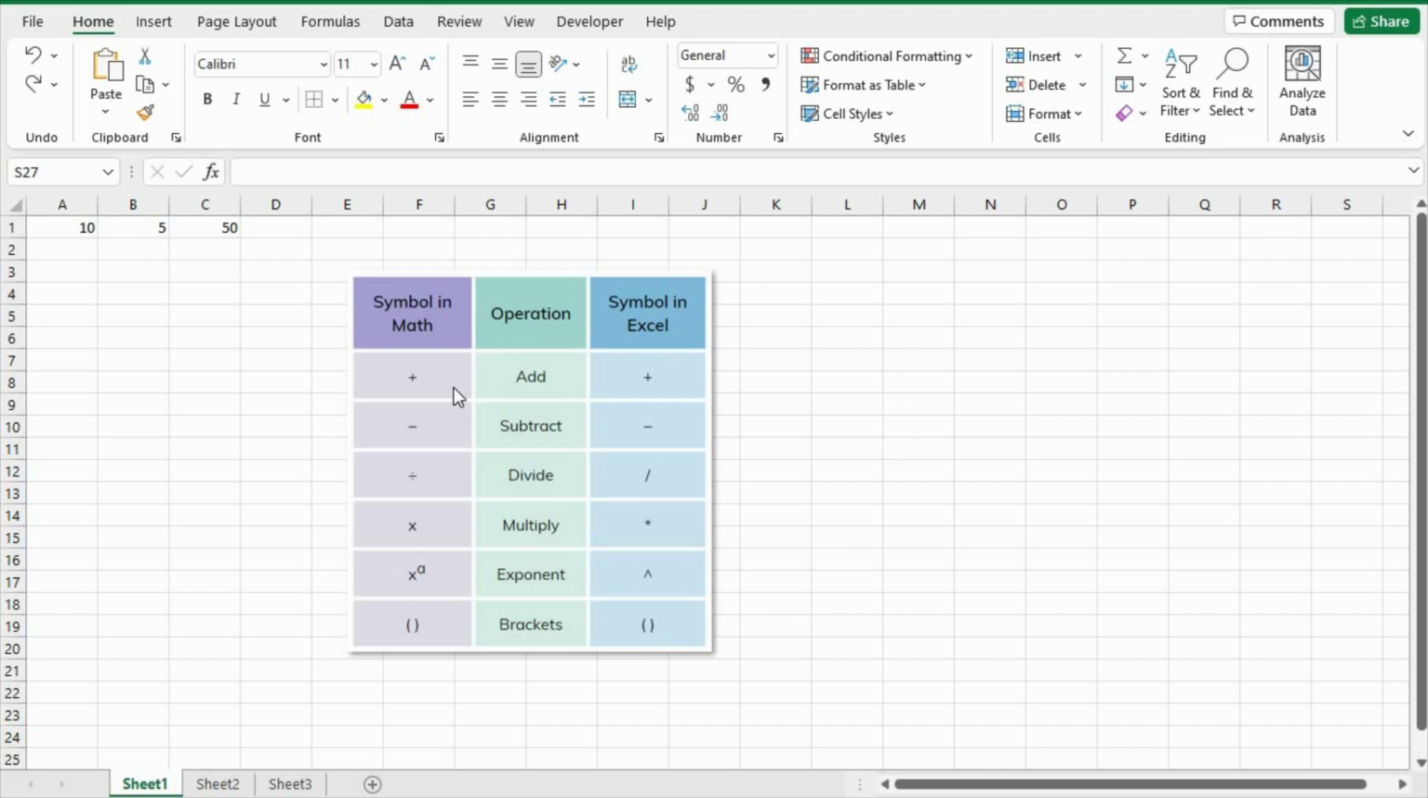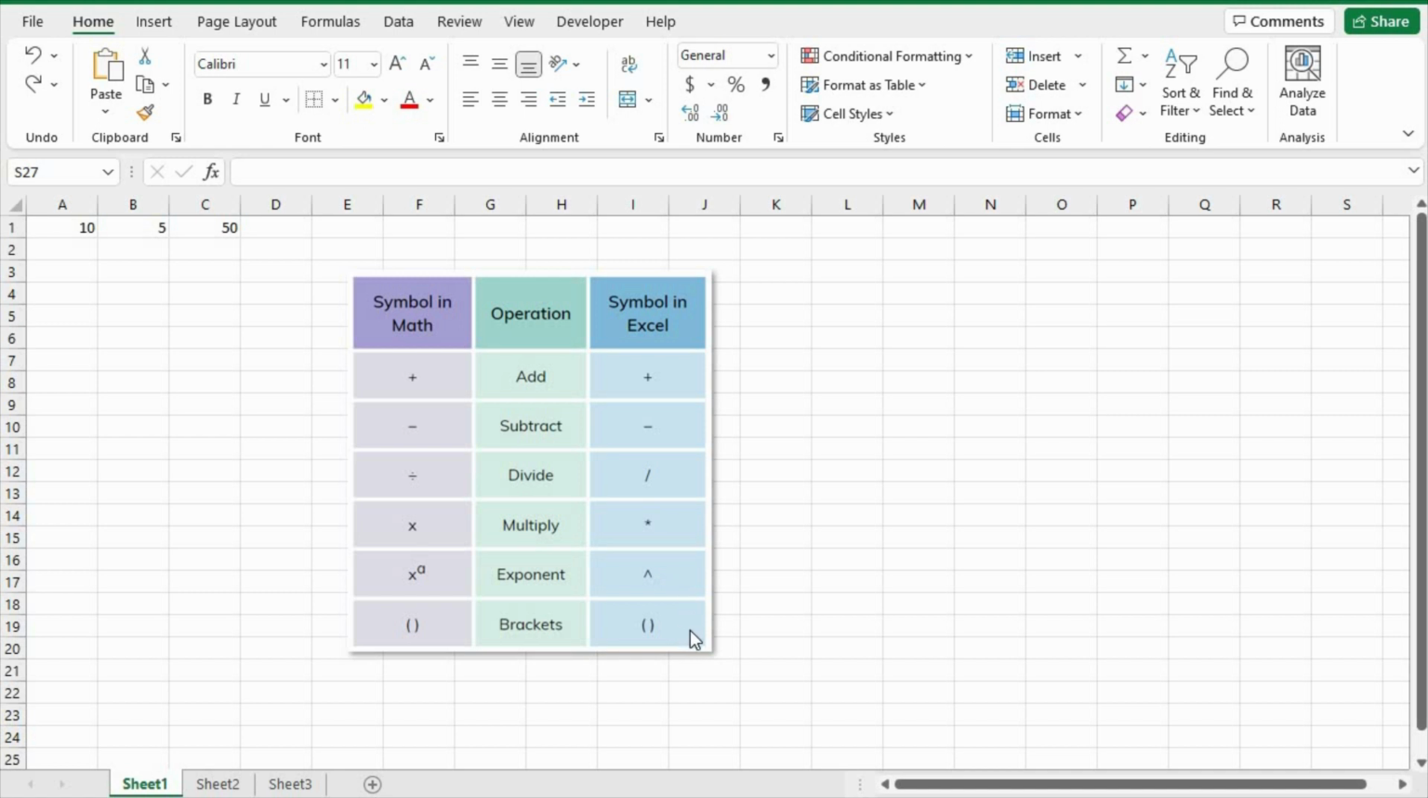So in Excel, there's slightly different symbols used for math. You can see that to add or subtract numbers, you'll use the same symbol. However, when you want to divide something, you're going to use a slash instead of the divide symbol. And if you're going to multiply something, you're going to use the asterisk. You're also going to use this symbol if you're going to put something to the power of something, so if you want to make something squared or make something to the power of 3, for example, and brackets are going to be the same.